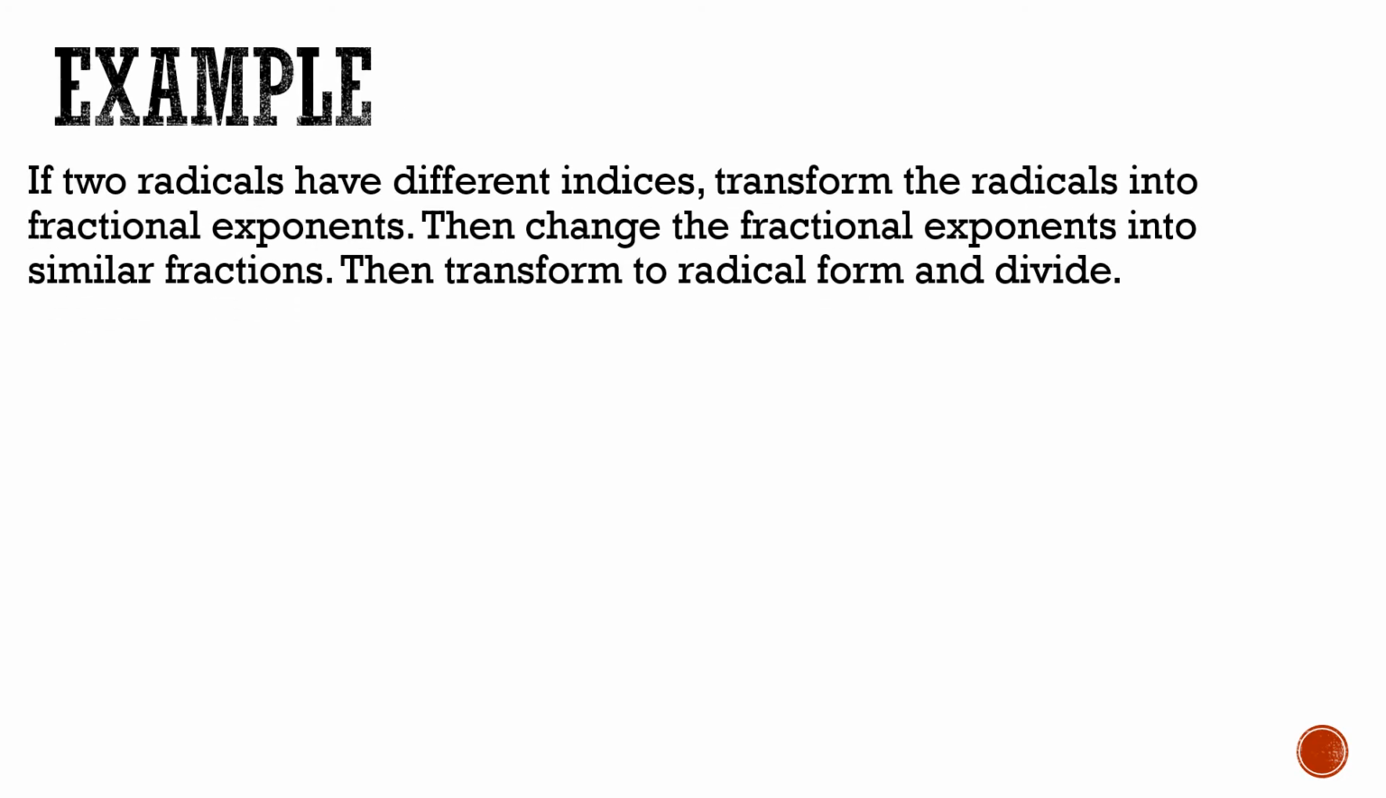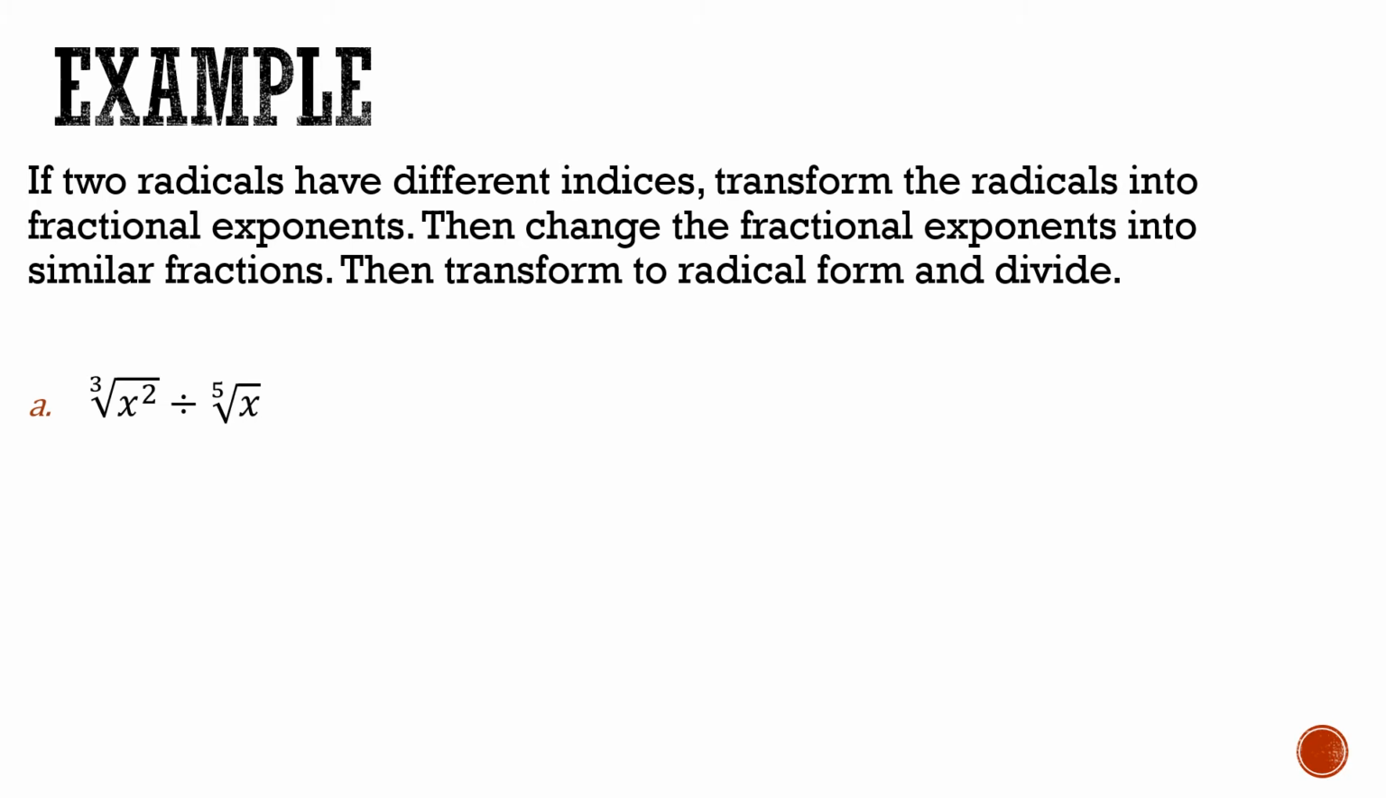Example. If two radicals have different indices, transform the radicals into fractional exponents, then change the fractional exponents into similar fractions, then transform to radical form and divide. Example: the cube root of x squared divided by the fifth root of x. As we notice, the indices are different. Again, we can only divide radicals with the same indices. So our goal for this one is to make the indices the same.